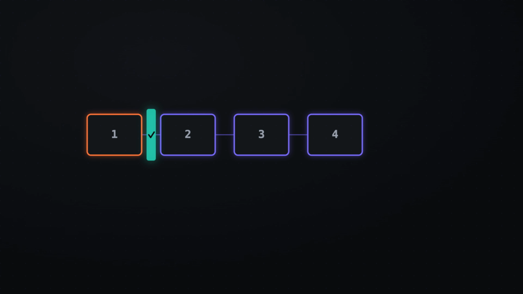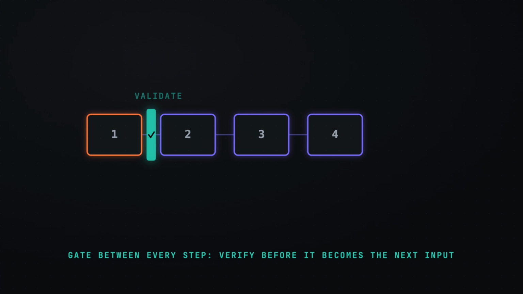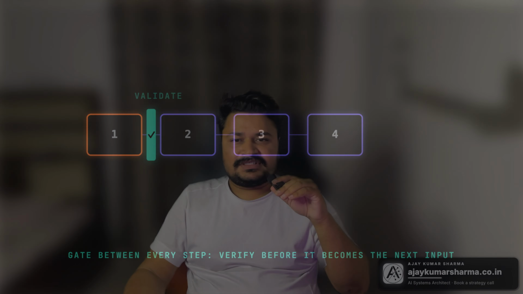The fix is validation gates between steps. You verify the output before it becomes the next input. Force structured output. Check it against a schema or a rule. If it fails the check, you retry or you stop. You are adding a bouncer between every step.